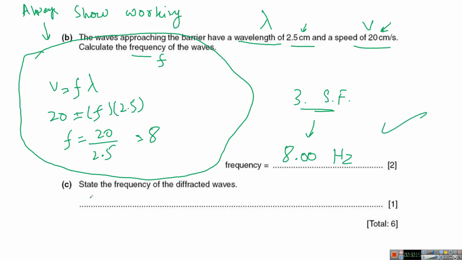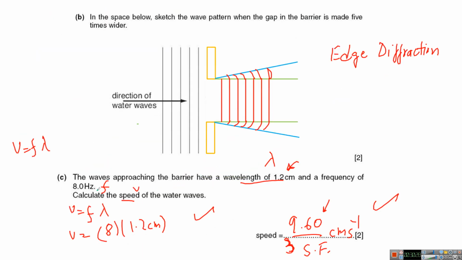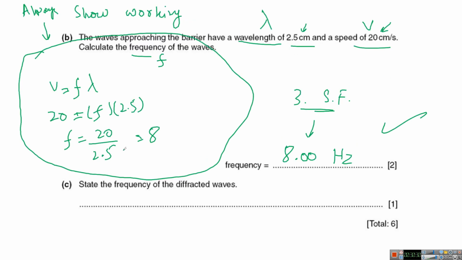Okay, state the frequency of the diffracted waves, right? What is the frequency of the diffracted wave? What happens to the frequency? Now by state it means what happened to the frequency. Over here we're going to say unchanged, right? The frequency does not change after changes in the wave speed or wavelength, right?